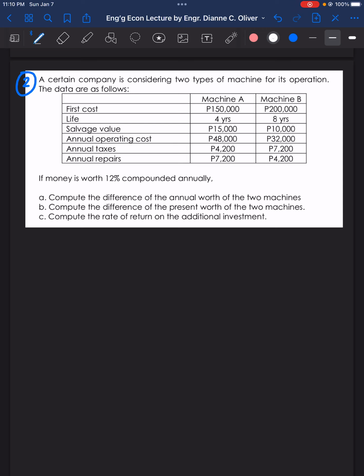If money is 12% compounded annually, letter A, compute the difference of the annual worth of the 2 machines. Letter B, compute the difference of the present worth of the 2 machines. And letter C, compute the rate of return on the additional investment. Okay, so letter A, we need to get the difference of the annual worth of the two machines. So annual worth A minus annual worth B, or vice versa.